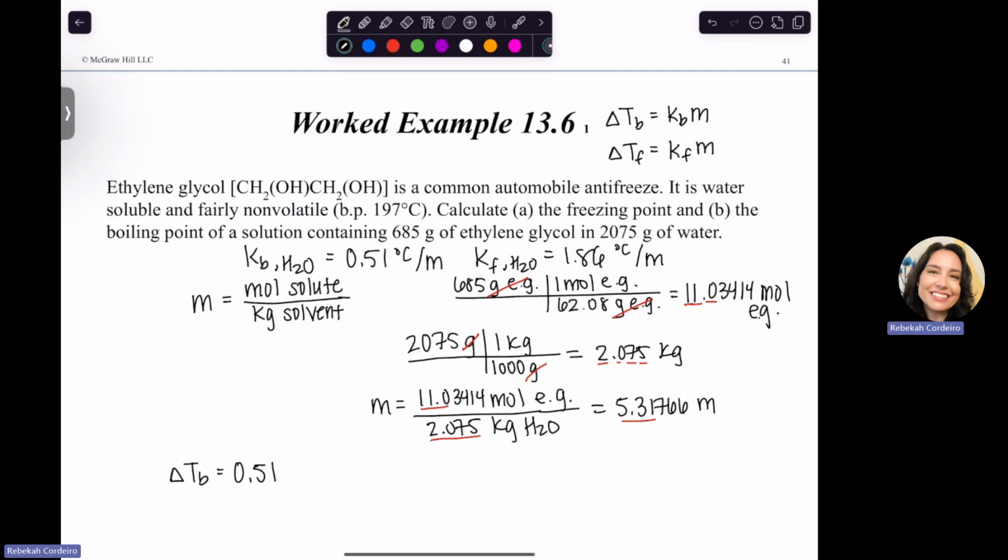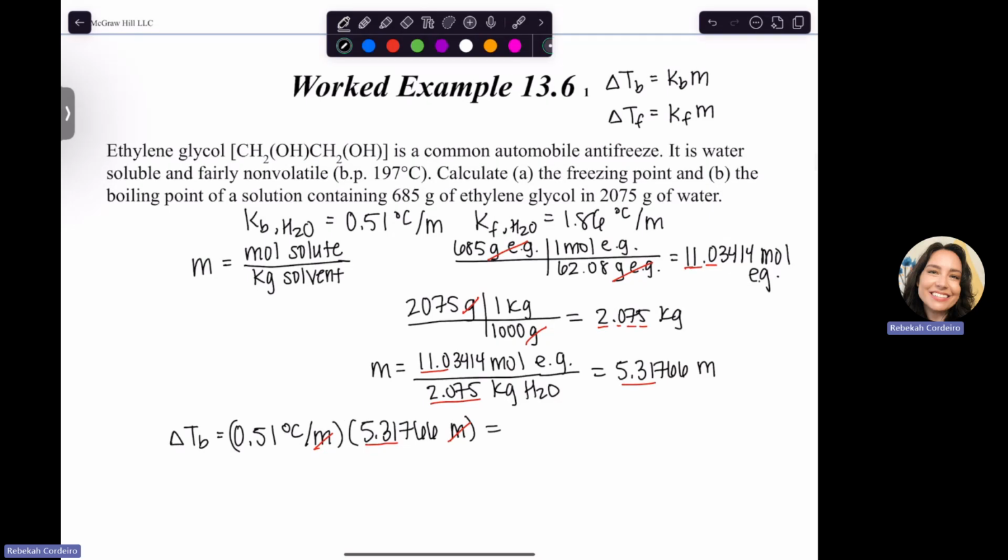So when we put this in for our boiling point, we would get 5.31766 molal, 3 sig figs. For significant figures for your constants, usually we don't count them as significant figures, so we would keep those 3 significant figures there. I keep this number in my calculator and just multiply it by 0.51, so I'm not retyping everything. So 2.71 degrees C is our change in boiling point.